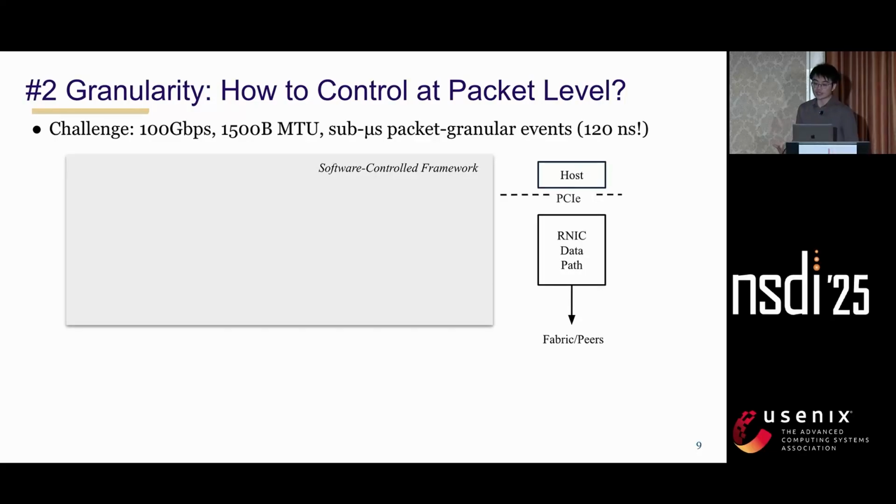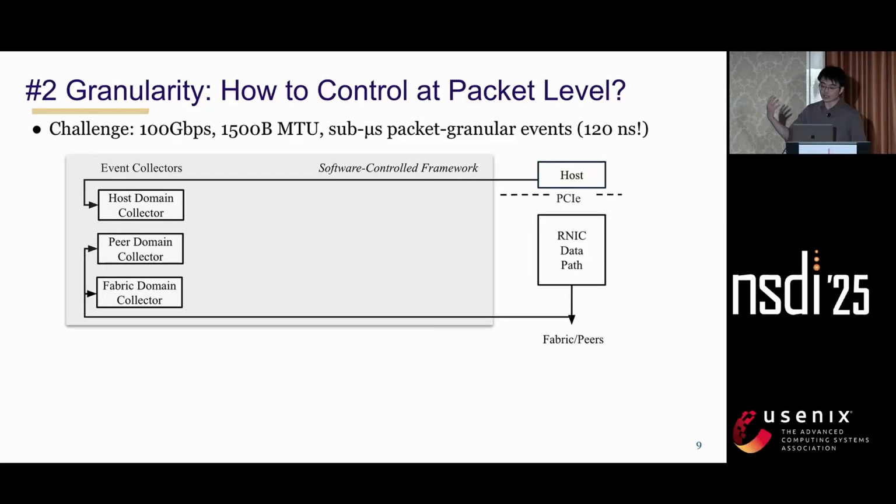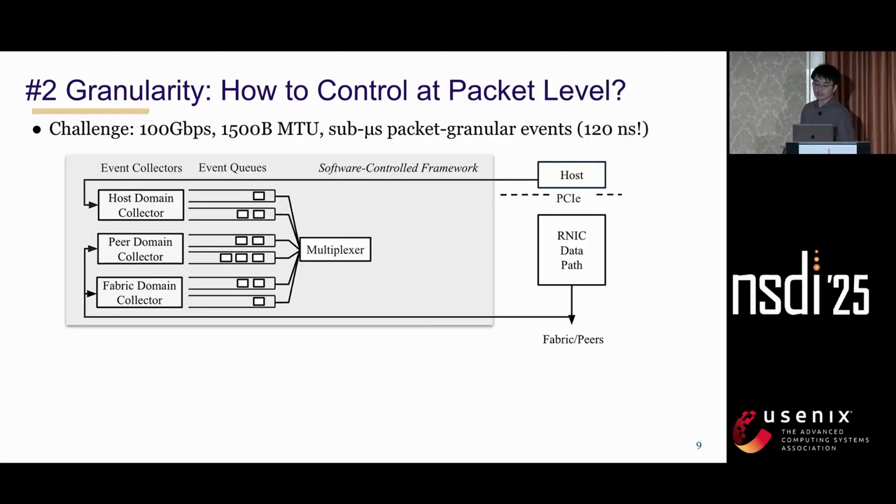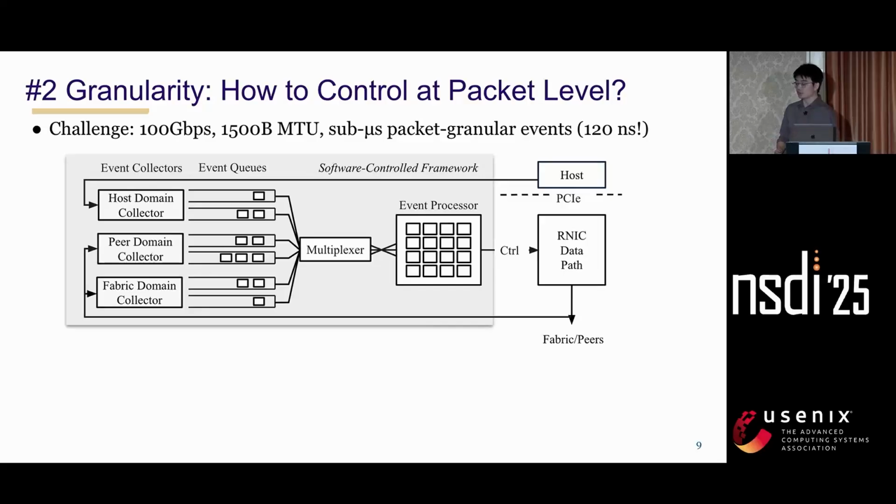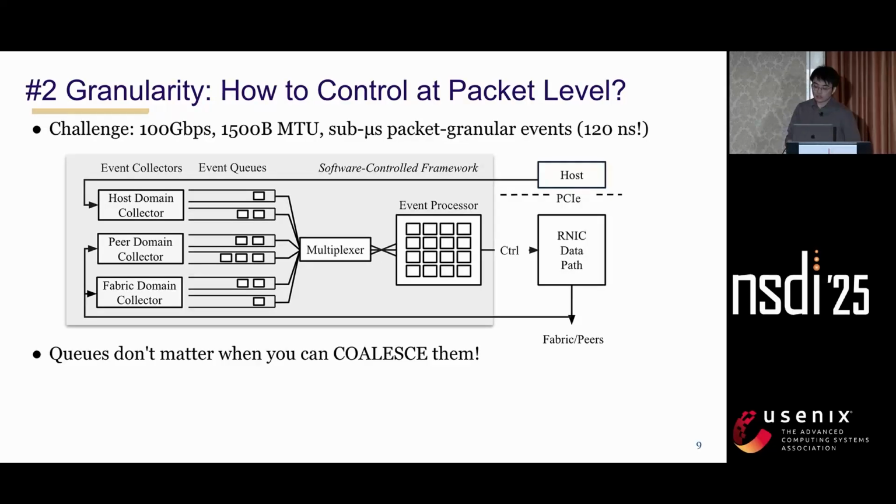To handle this high-speed line rate, we have a workflow with queuing. We have the RDMA NIC datapath and a software control framework. Firstly, we have 3 collectors to receive events from different domains as we described before. After event collection, we store events in a queuing system before processing. Then we use a multiplexer to invoke a multi-core processor to handle events and output control actions. Queuing typically has delay, but it doesn't matter if we can coalesce events. Next, we will introduce how to utilize such a queuing system.